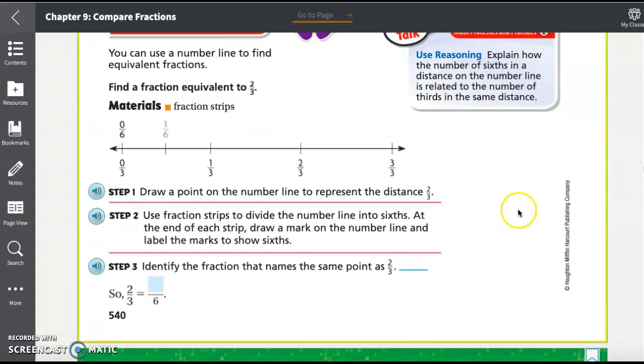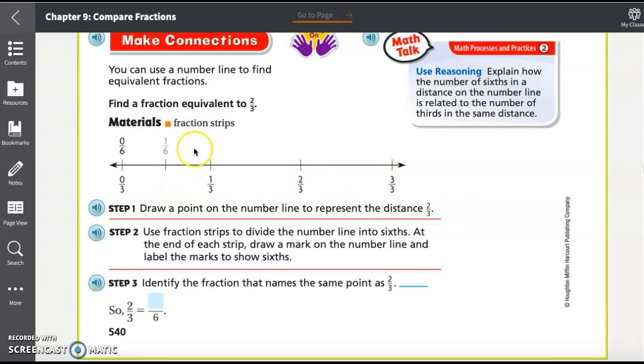So let's move on to making connections. This was pretty simple. Yes, it says to use materials fraction strips. No, you don't need them. Okay, you can draw your own lines in between each one and then label them. If we start with 0, we always go 1, 2, 3, 4, 5, 6. All right, so then the number line is being divided into 6 parts. Okay, down here it's being divided into 3 parts.